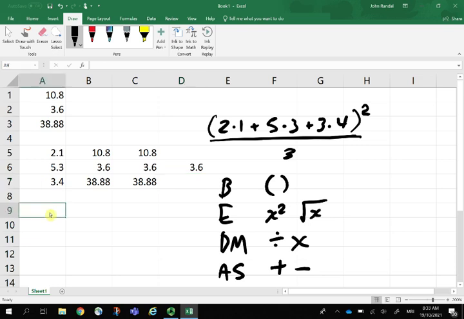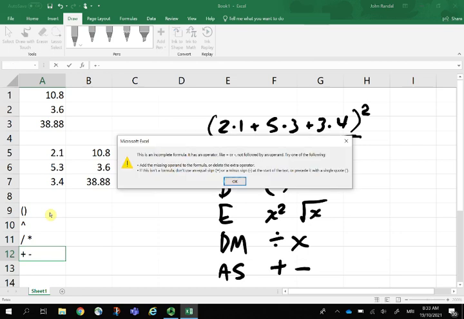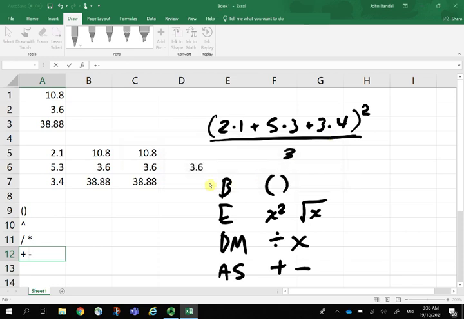Just in terms of the operations, we're using brackets. We're using the hat for exponents. If we wanted to do a square root, for example, it's to the power of half. We're using division and multiplication for those operations, and plus and minus for the addition and subtraction. Doesn't like that, but I'll just ignore it.